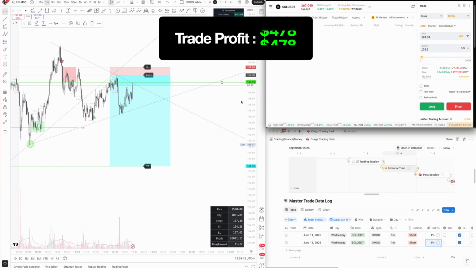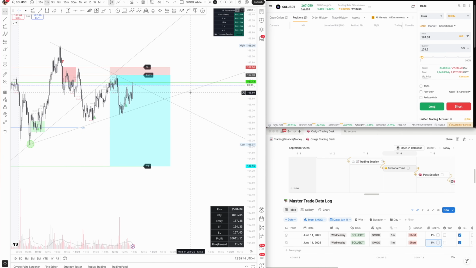All right, so I just got out of that position for about $500, locked in 1 risk factor. So now I'm going to see if this can break out of this upper level and if we can actually take a long into this move if we get momentum.